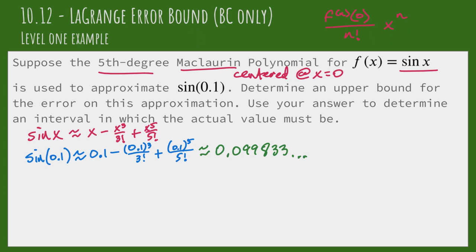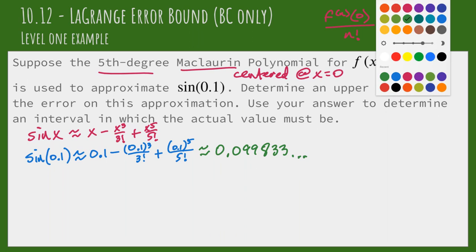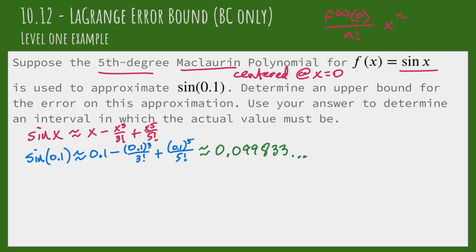We can also plug into a calculator sine of 0.1 and see how close this is. But the idea of the Lagrange error bound is we want to see how close this approximation has to be using calculus rather than using a calculator. So to use the Lagrange error bound, what we're going to consider is the largest possible value of the next term. So the next term is going to be the sixth degree term.